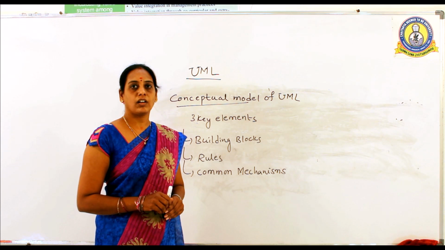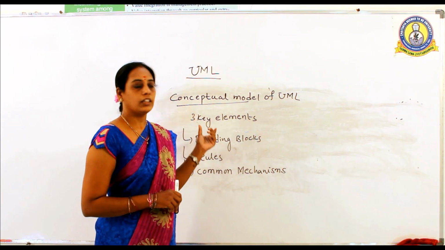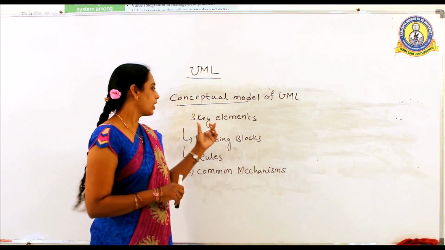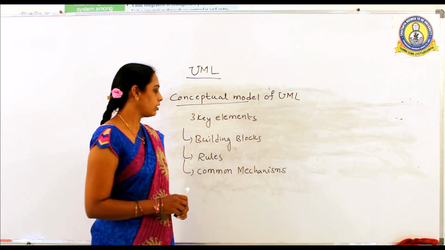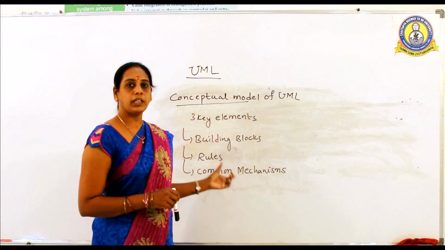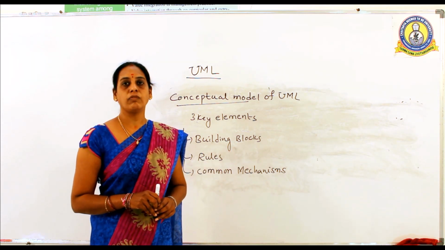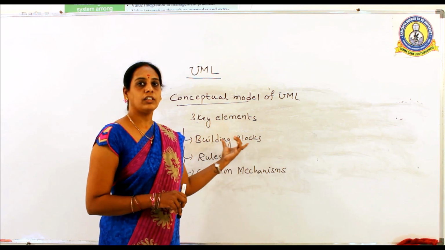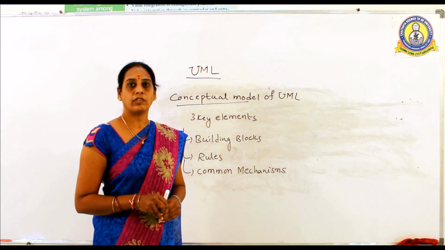Now, conceptual model of UML. If you want to understand the UML, you need to learn the conceptual model of UML language. This conceptual model is consisting of three key elements. First one is building blocks, second one is rules, and third one is common mechanisms. So, if you gain experience in three key elements, then you can form the conceptual model of UML. First one is UML's building blocks.